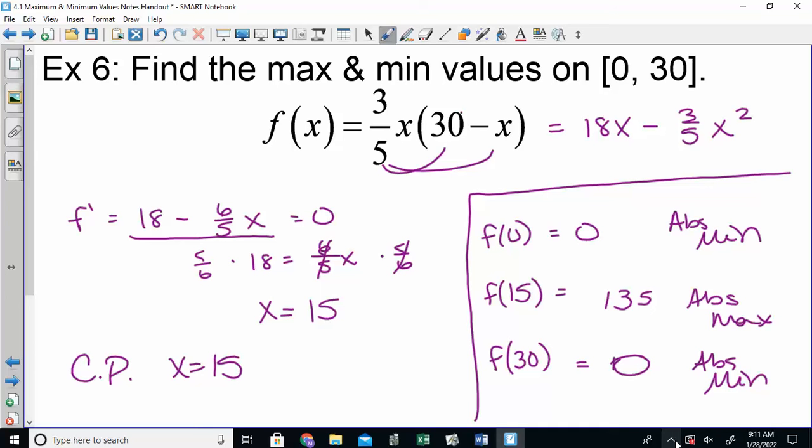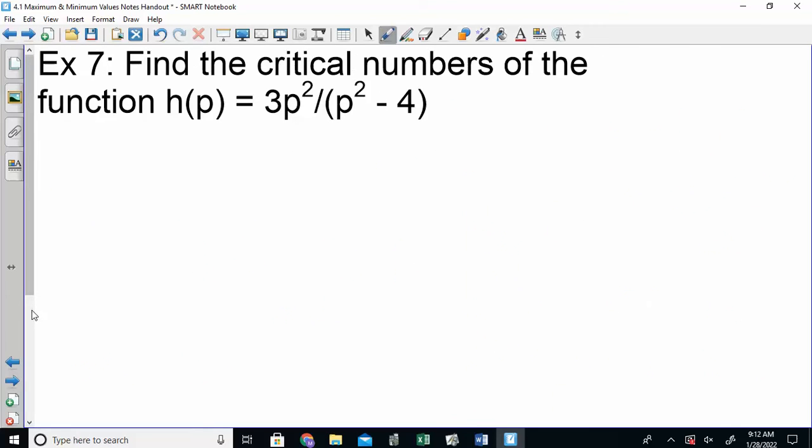Questions? Let's go ahead and do example 7 for sure. So I'm asking you to find your critical numbers. I didn't even ask for the max and min this time. I only asked for the critical numbers. Critical numbers are anywhere this is 0 or undefined. So what do we have to do? Derivative. So that's low. So we have to do quotient rule.